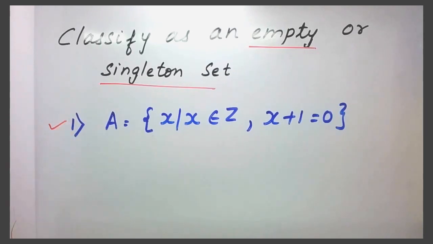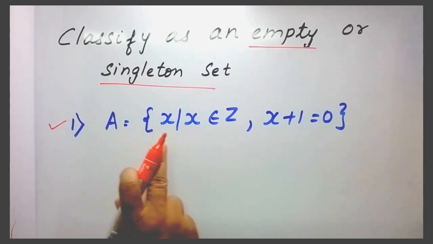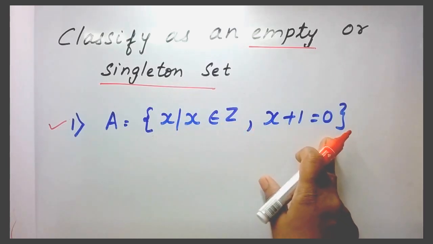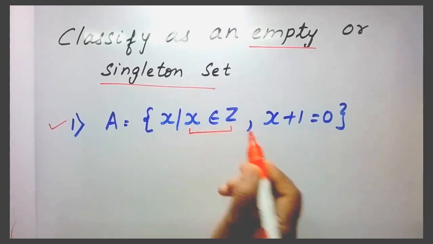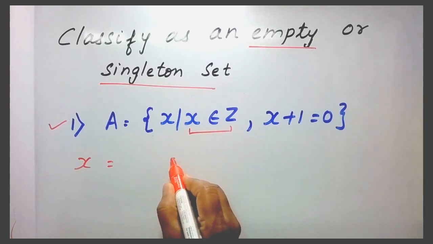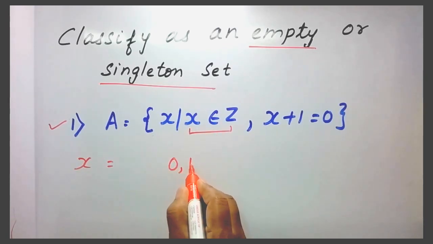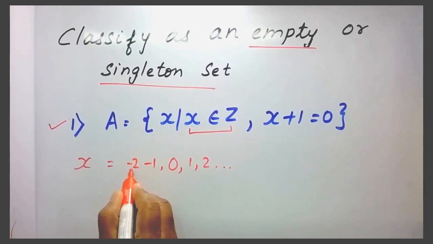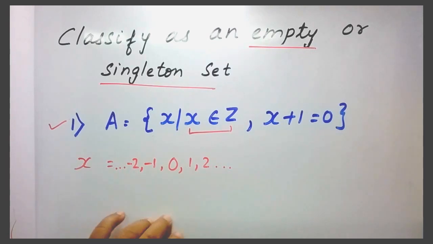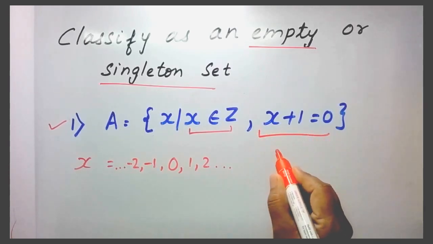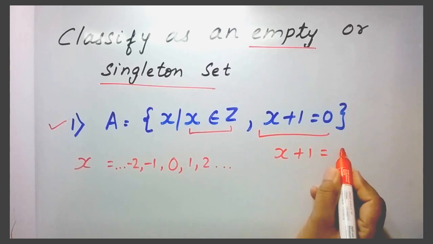Let's see this example: you have a set A = {x such that x belongs to integer, x + 1 = 0}. First, x belongs to integer. What does this mean? It means it includes 0, all the positive numbers, and all the negative numbers, going to infinity. That is integer. So first write down all the values of x which are given here. Second, the next part: it is given that x + 1 should be equal to 0.